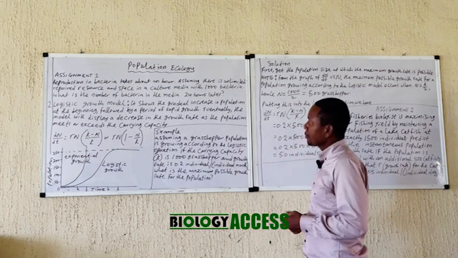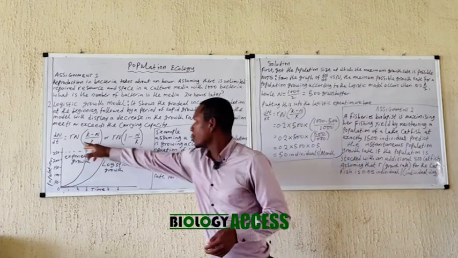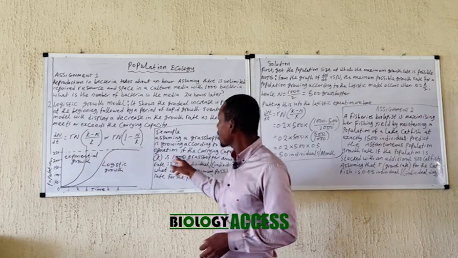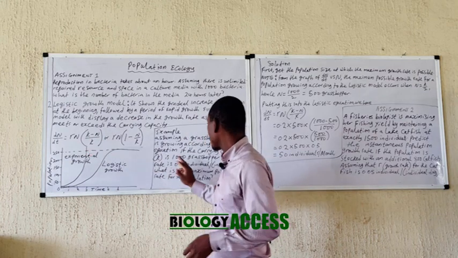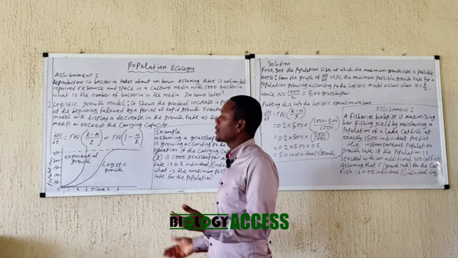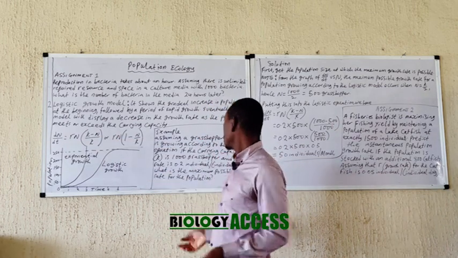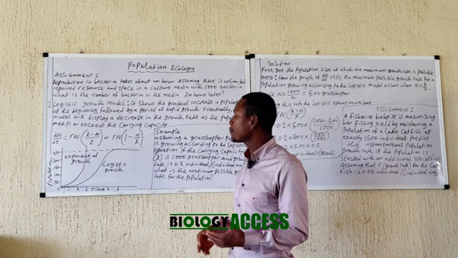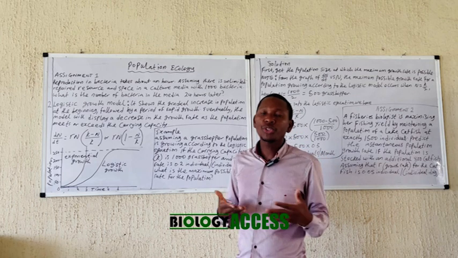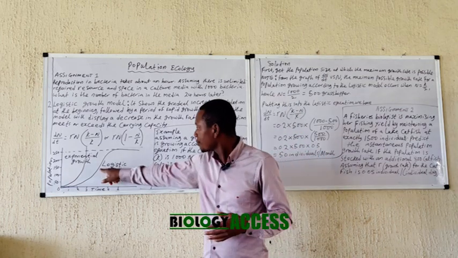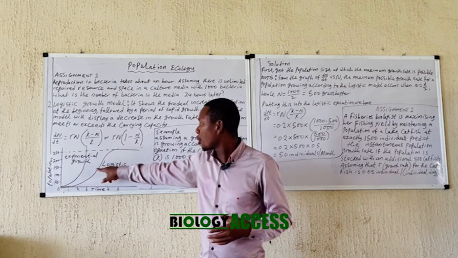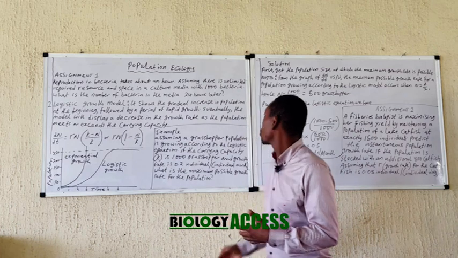But take note, in this equation, you are given r, which is 0.2. You are given the carrying capacity, which is 1,000, but the population size was not given. You can easily get that so that you can get the maximum possible growth rate. Now, the population size at which the maximum possible growth rate occurs is this, the middle. That's the middle of the carrying capacity of the environment.